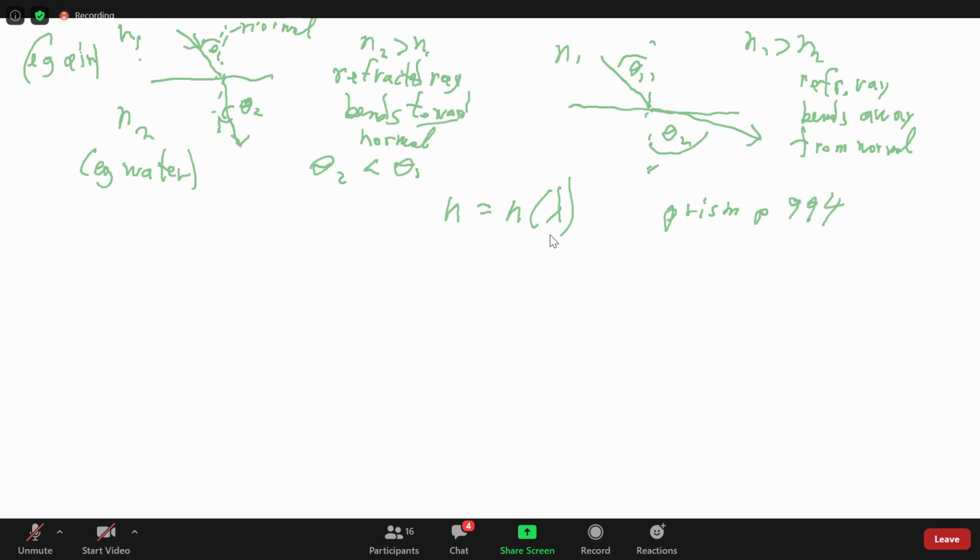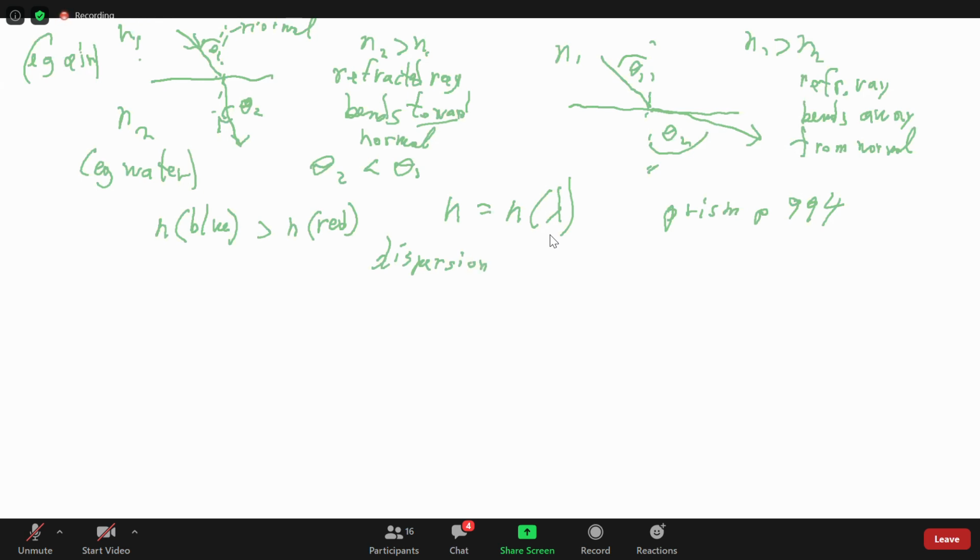This is what Newton discovered, and it turns out that, if you look at the wavelength dependence, the index of refraction for blue light is bigger than the index of refraction for red light. So a blue light beam is going to be bent more than a red light beam. And this of course leads directly to the concept of dispersion, which is how a prism works.